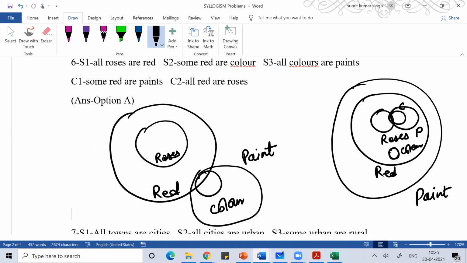So either all paint are red or some paint are red or all red are paint. In all possibilities, some red are paint. Okay, and then the second conclusion: all red are roses. Some red are roses, but all red are not roses. You can see this red is not rose. You can understand this is not.